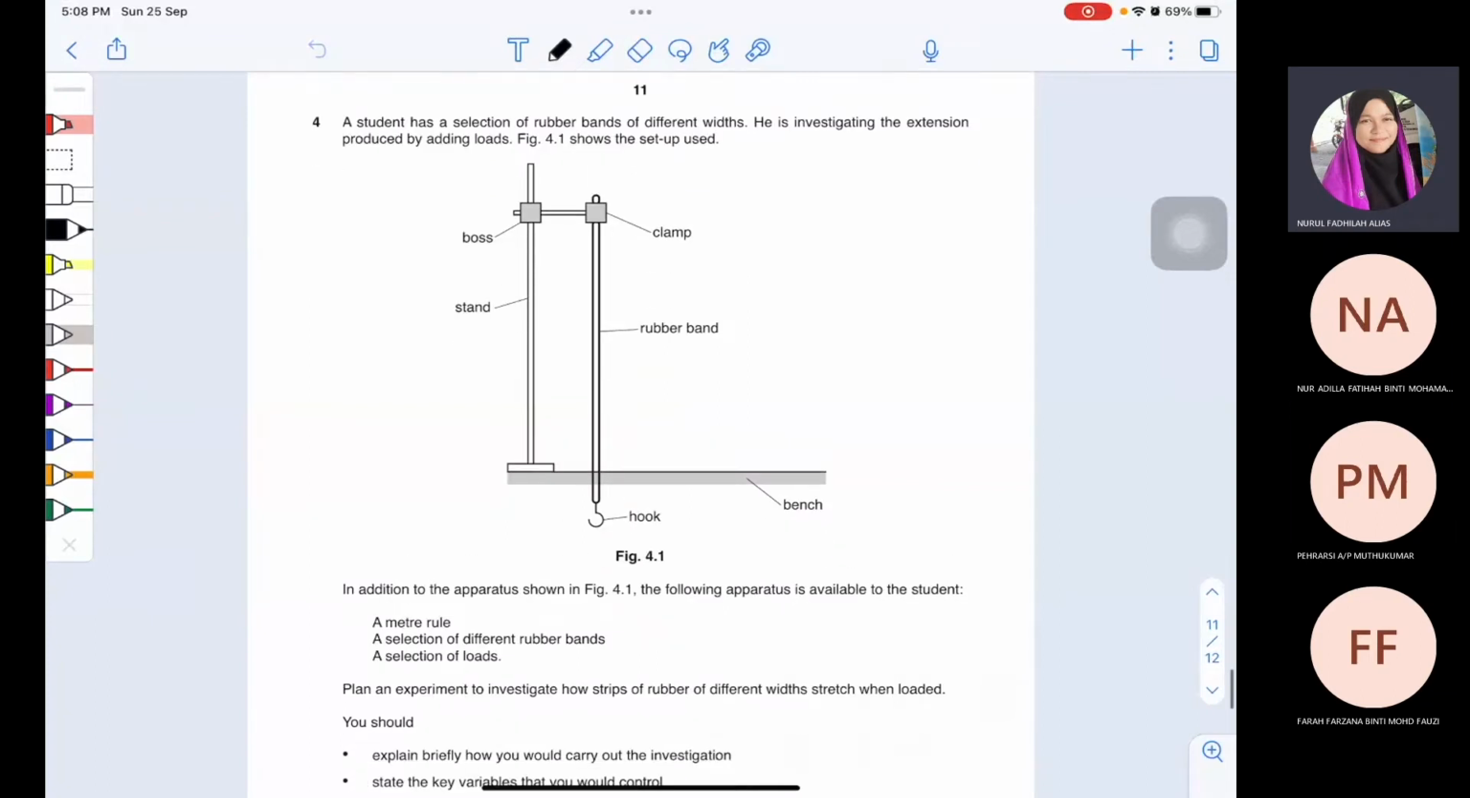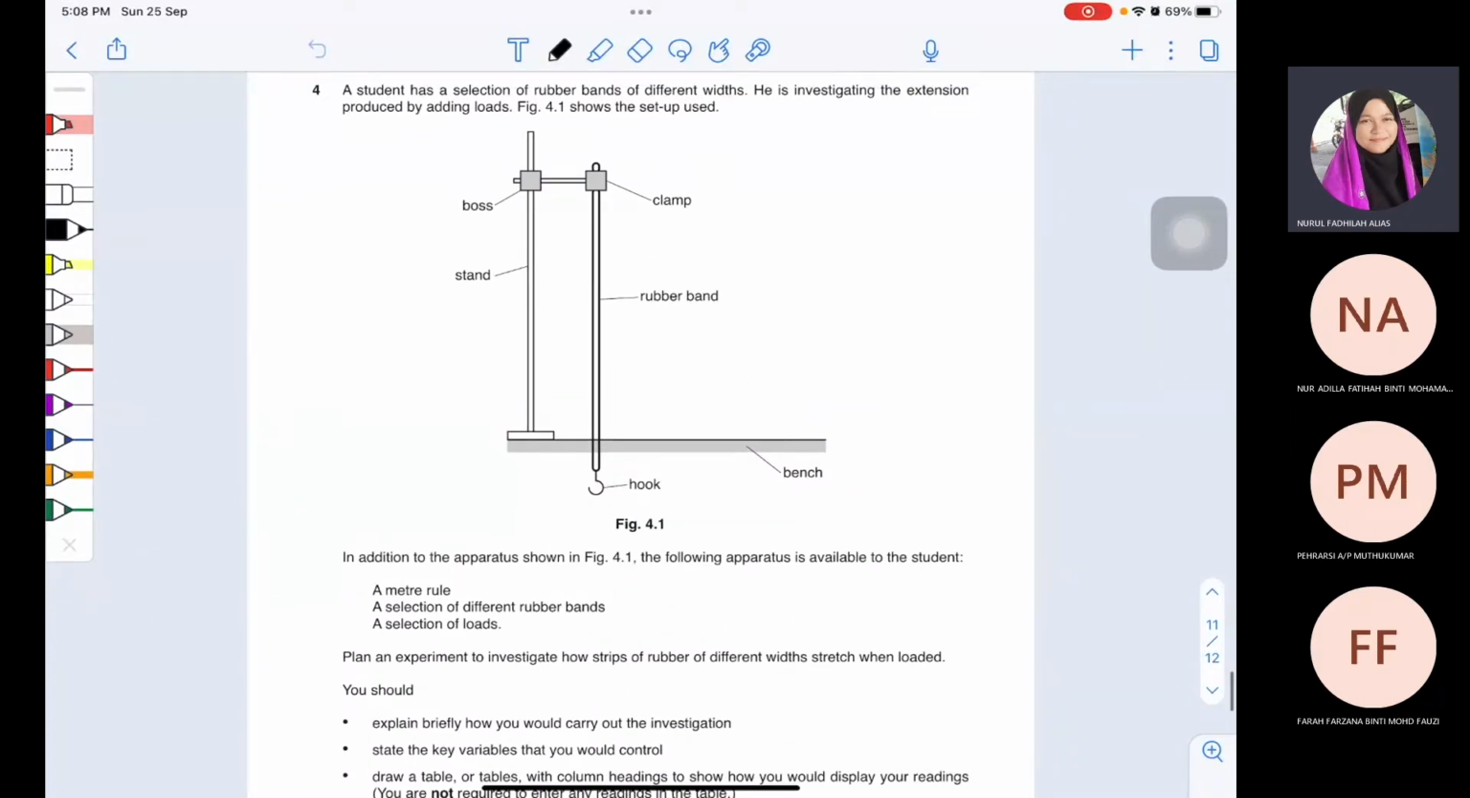Page 4, this one, design experiment. A student has a selection of rubber bands of different widths. Rubber bands of different widths. He is investigating the extension produced by adding loads. Okay, figure 4.1 shows the setup used.